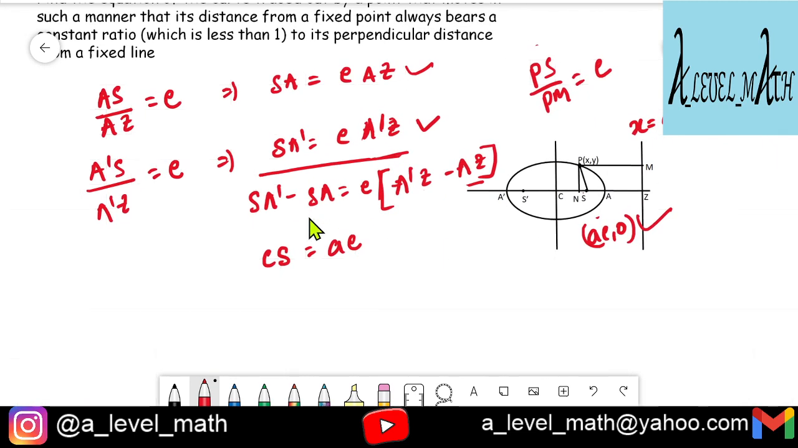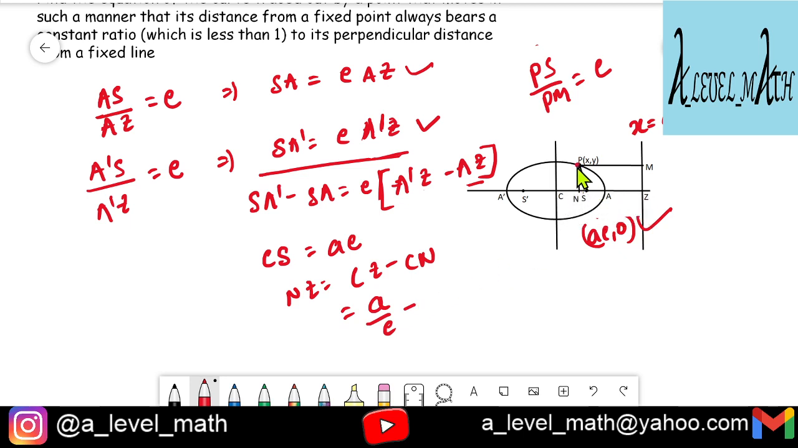So NZ, if I split it in two parts, let me write it down. I can see that NZ can be written as NS plus S. Or maybe we can write NZ in terms of CZ, because that's already known to us. NZ can be written as CZ minus CN. CZ we have already figured out. CZ is the distance of this directrix, A by E. So this is A by E minus, what is CN guys?